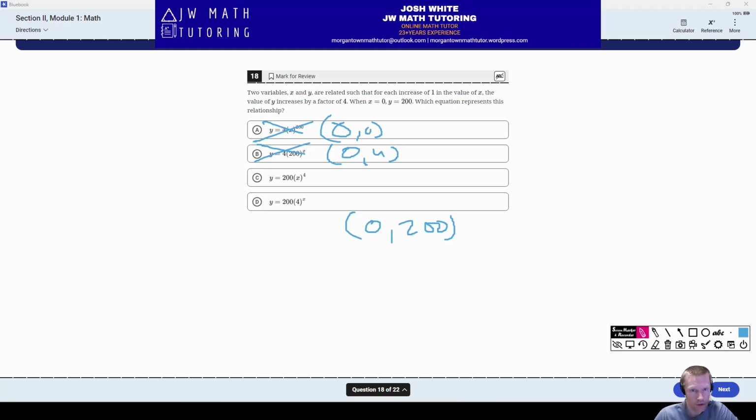And then the last, for C, you plug in 0. 0 to the 4th is 0. 200 times 0 is 0. Again, this goes through (0, 0). So that's out. And then lastly here, 4 to the 0 is 1. 200 times 1 is 200. So this one checks. Correct answer has to be letter D.